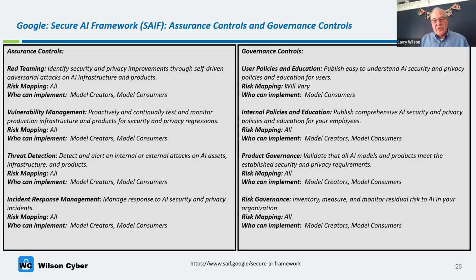And then finally, we have governance controls: policies, education, model consumers, because they're deploying the model, internal policies and education, AI security and privacy policies. Everybody, the creators as well as the consumers, need to have internal policies and education, versus the user policies and education, which would be more on the consumers. Product governance: validate that all models and products meet the established security and privacy requirements. This is kind of the catch-all term, saying go back and make sure you have an assessment done to make sure that the product is in fact secure against all risks. And then finally, risk governance: inventory, measure, and monitor residual risks, all controls, for model creators and model consumers. So I think this is obviously a new framework from Google looking at AI.